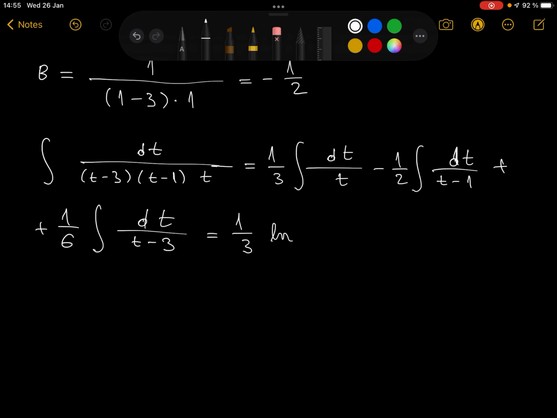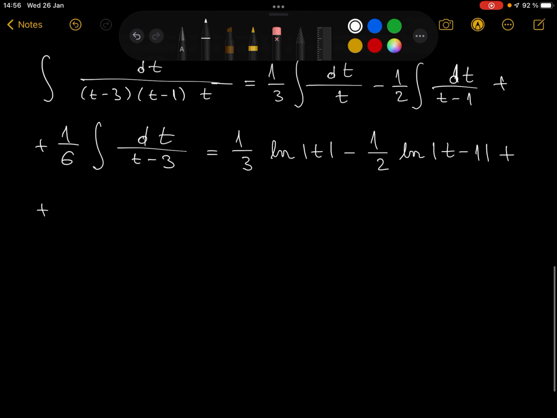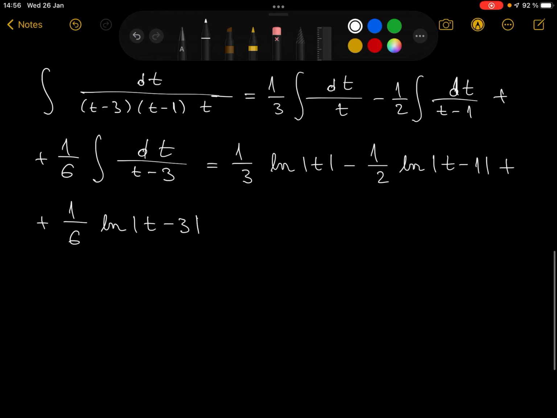which is simply equal to 1/3 ln t minus 1/2 of ln of t minus 1 plus 1/6 of the natural log of t minus 3. And don't forget to add a plus c, plus some constant.